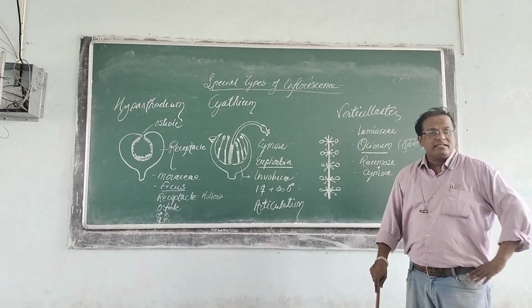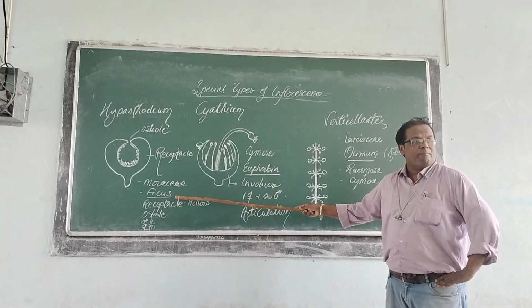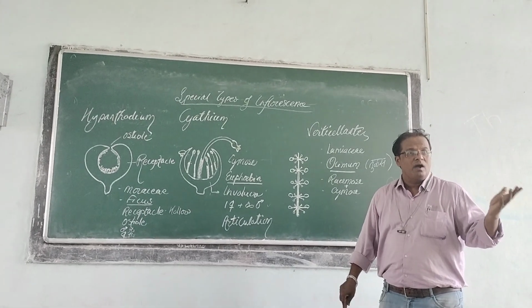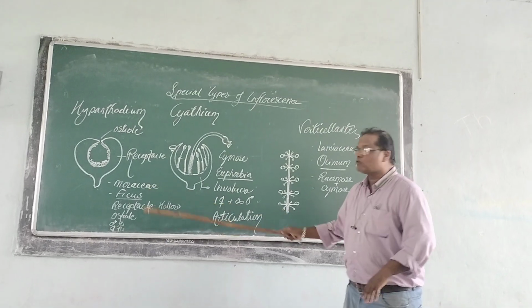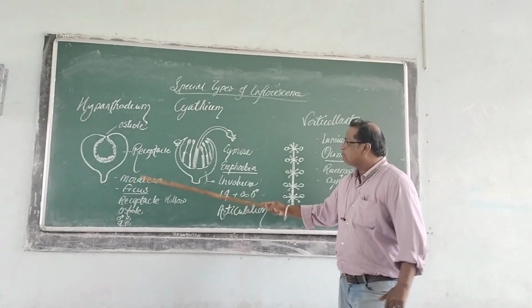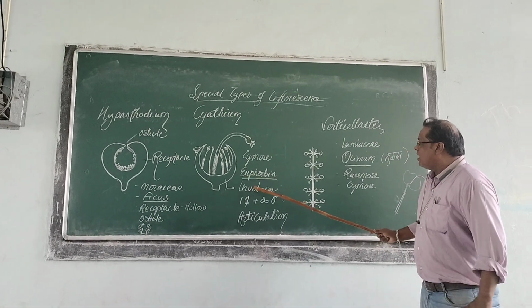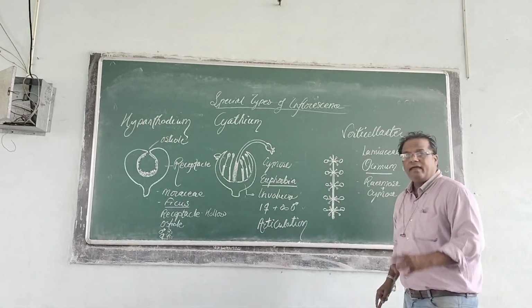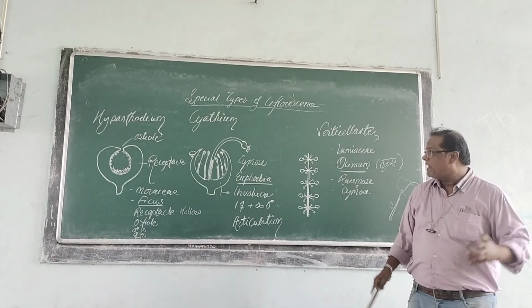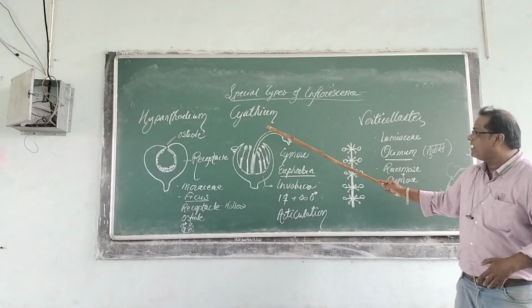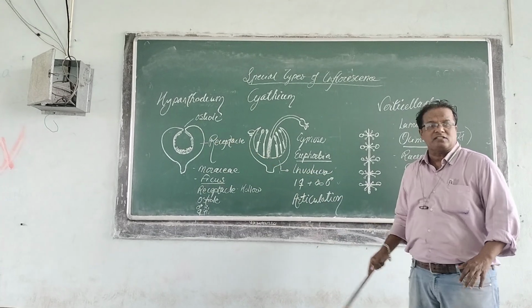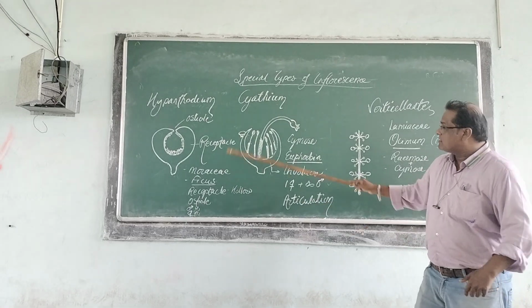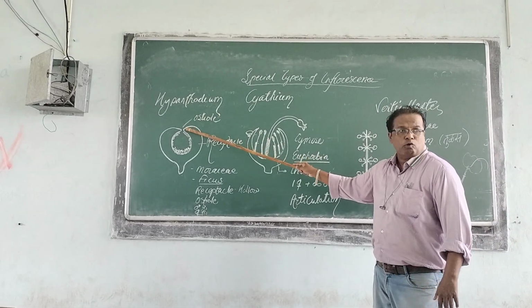It is a characteristic of family Moraceae. Example is Ficus. Ficus, that is umber, anjir, wad, pimpal. All these are members of family Moraceae. Here, this axis is forming a spherical structure. Spherical, whereas it is cup-like in cyathium. In hypanthodium it forms a spherical structure. It is known as the receptacle, and this receptacle has an opening at the top.